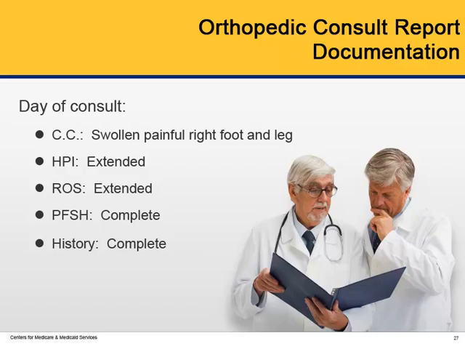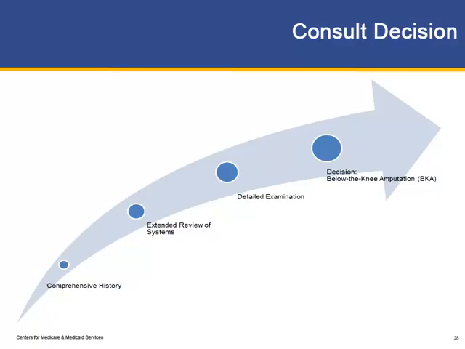Risks of infection, bleeding, phantom limb pain, stroke, MI, death, and non-healing with possible need for additional surgery were discussed with the patient and his family, and the consent was signed. After consulting with the hospitalist and completing a comprehensive history, an extended review of systems, and a detailed examination, the orthopedic surgeon recommended a limited amputation known as a below-the-knee amputation, BKA.